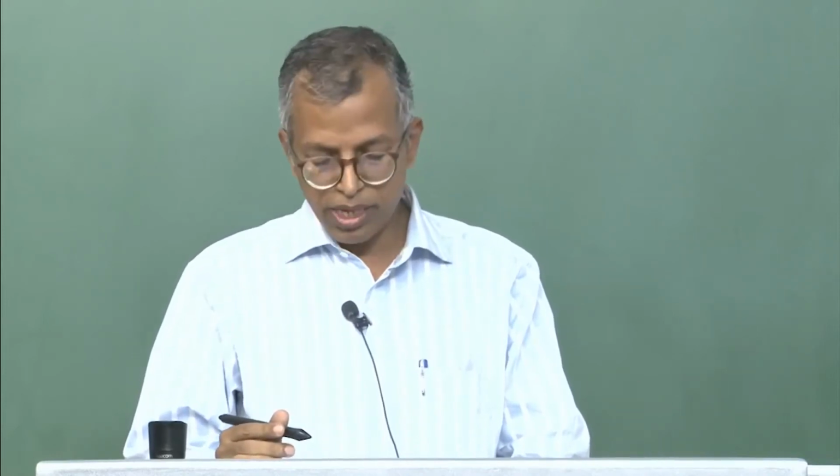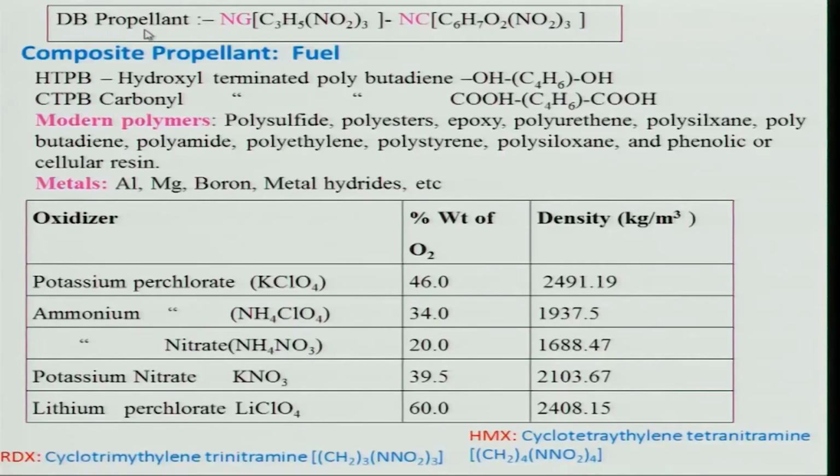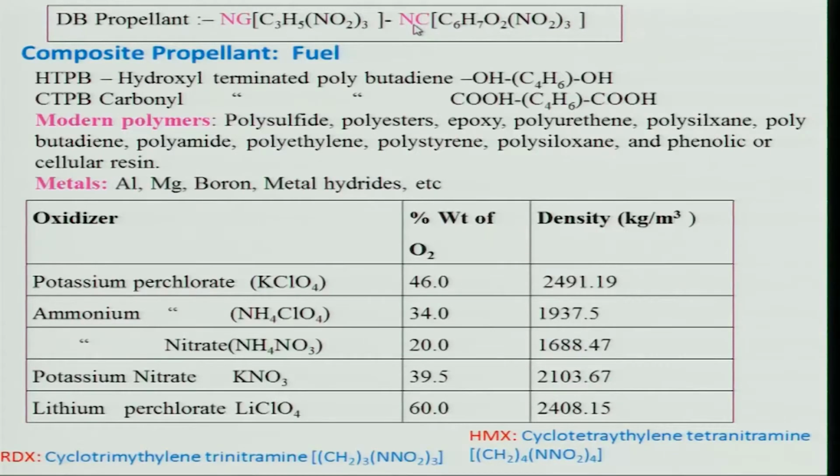So, what I was telling is that this is basically about the solid propellant, and the double base propellant, if you look at the chemical formula, is basically C3H5NO2 in the bracket 3, that is nitroglycerin, which is basically a liquid, but when you combine it together it becomes solidified whenever it comes to the nitrocellulose, right, that is C6H7O2 NO2 bracket.